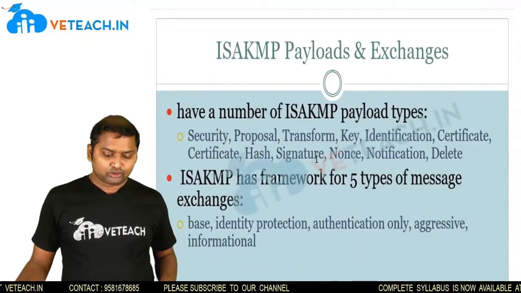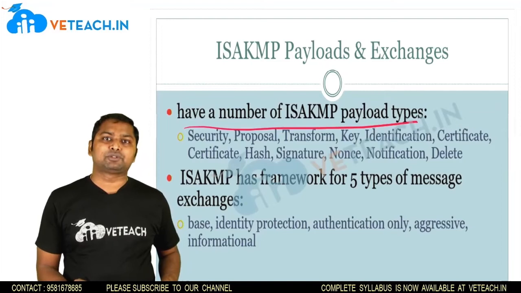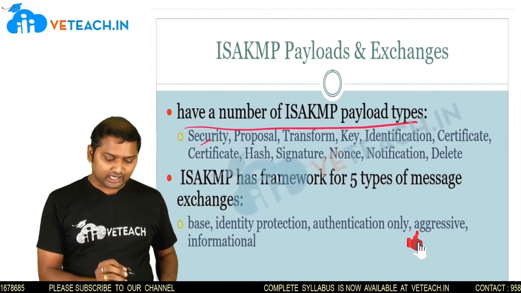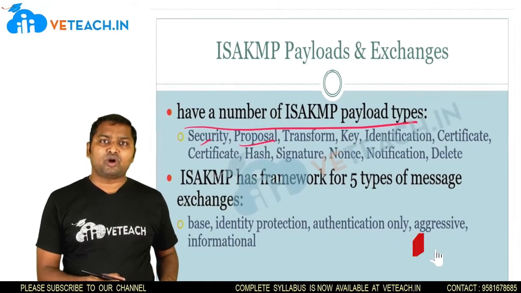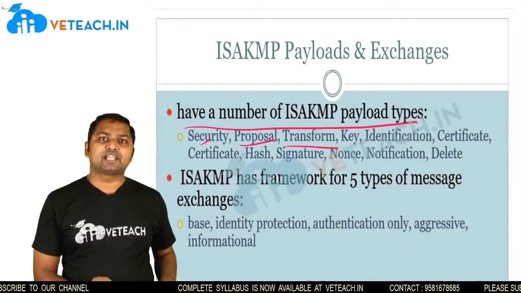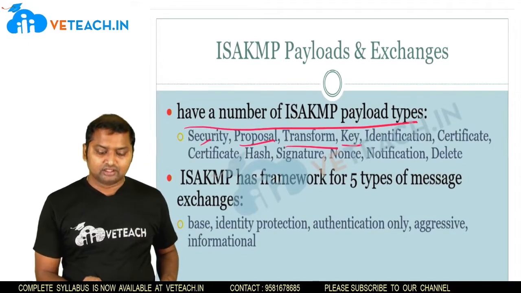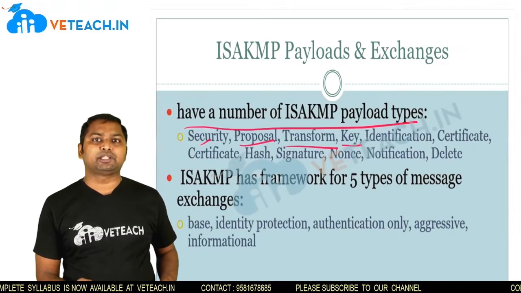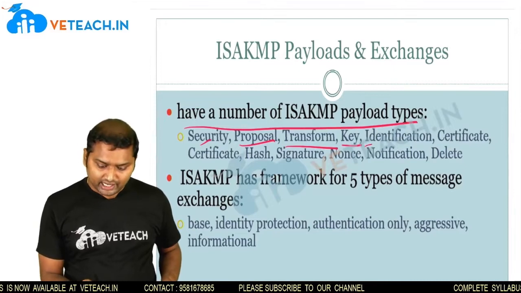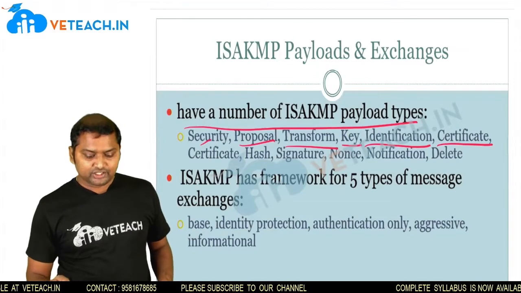Now, how to exchange these payloads? It has a number of payload types. What are the different payload types? Security, yes, we have already covered, and proposal. What type of proposal you are implementing, and transform. Is there a necessity of implementing transformation or inverse transformation, or key? It is a secret key or private key or public key. Mostly you are using public key. So, private key and public key. And identification. You need to identify the message ID and provide security.